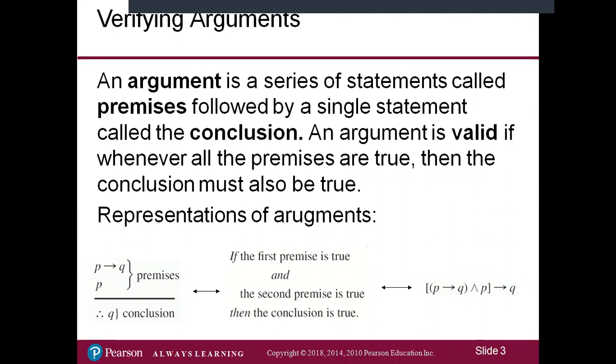The first two statements are our premises, and the conclusion is the statement Q. It reads, and is true or valid if the first premise is true and the second premise is true, then the conclusion is true.